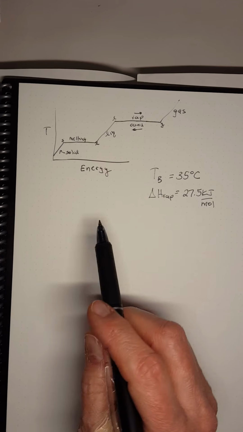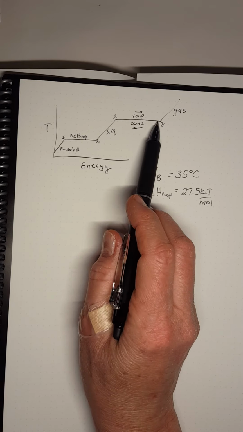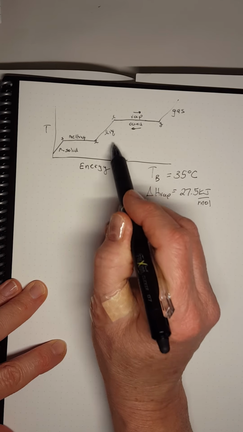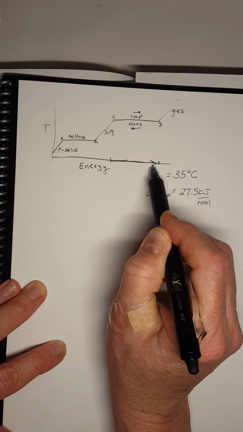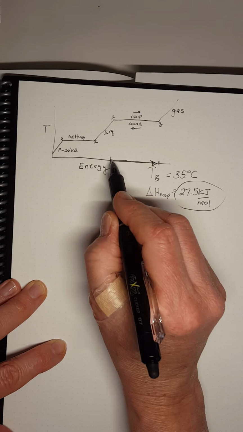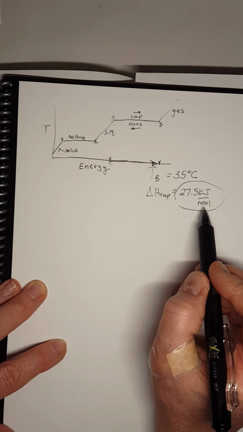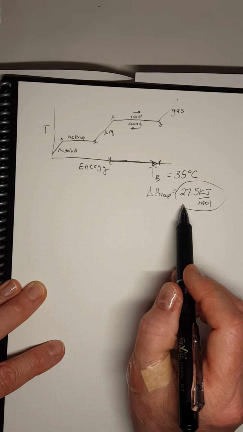When we go, this is vaporization, so we're up here. When we go from liquid to gas along this flat part, essentially what's happening is this much energy has to be added per mole. I have to change my energy by that much. That's what this number is. It's saying how much energy I need to add in order to change 1 mole from a liquid to a gas. That's what the heat of vaporization is telling us.